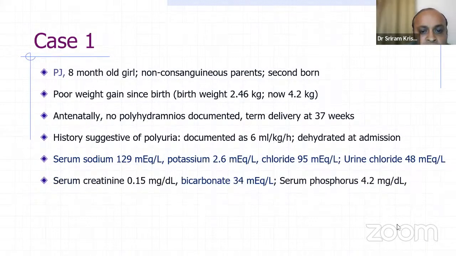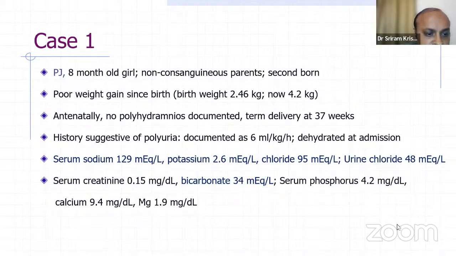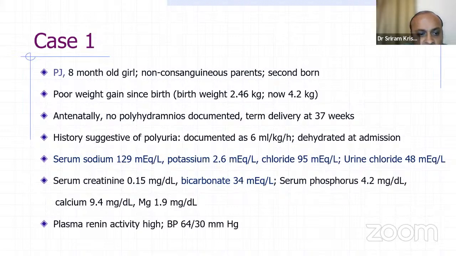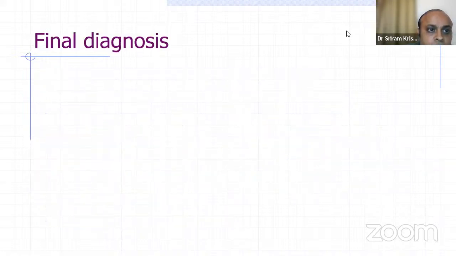The creatinine is normal. She has metabolic alkalosis as evidenced by the bicarbonate of 34. Serum phosphorus is normal. Calcium is 9.4 and magnesium is also 1.9. These are normal for age. So with this, following the algorithm of a child with hypokalemic metabolic alkalosis, a plasma renin activity was found to be high in the presence of a low blood pressure.